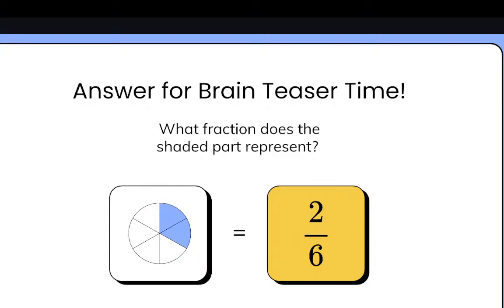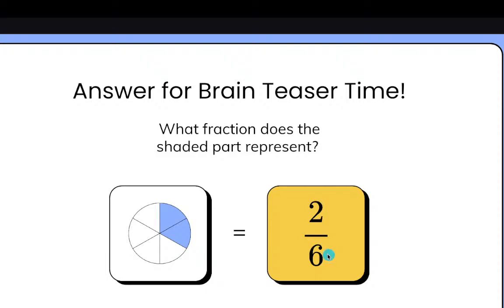Think of it like a chocolate bar. If a chocolate bar has 12 pieces and I eat 5 of them, the numerator is 5 and the denominator is 12. The bottom number here, which is 6, is called the denominator. That is the foundation of everything we're doing today.